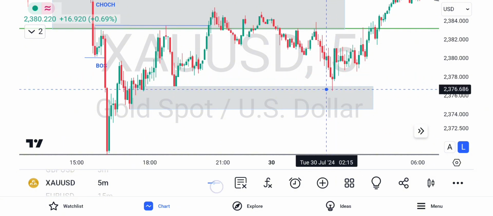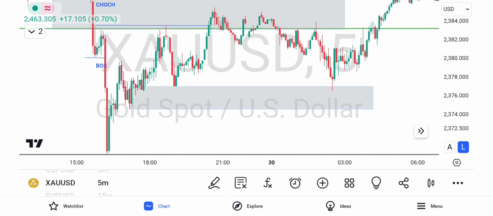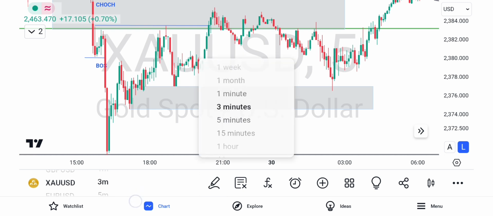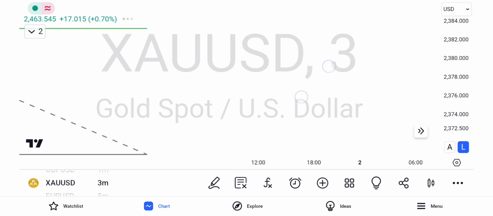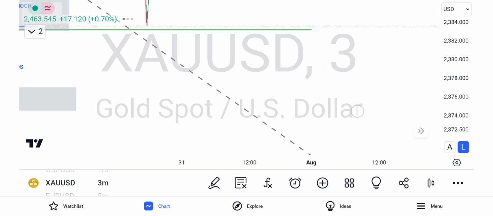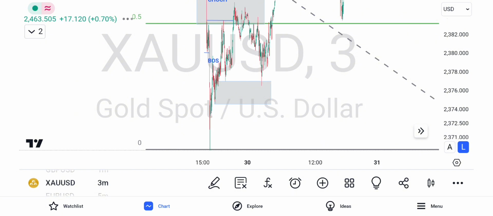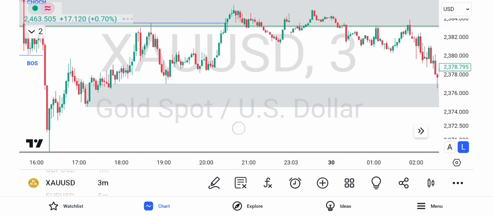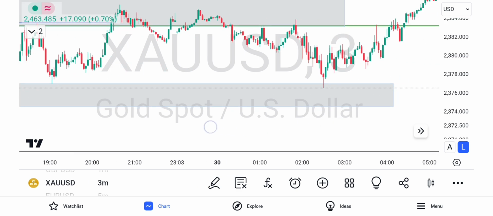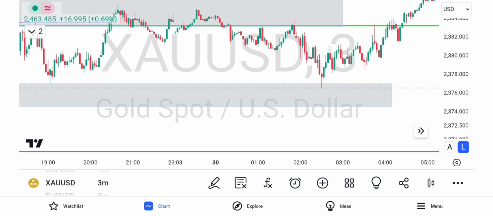If you still want to go for a refined confirmation, you go to a lower time frame to see that refined confirmation that you're looking for before you enter. Remember that this is our entry. Now this is our market structure shift.